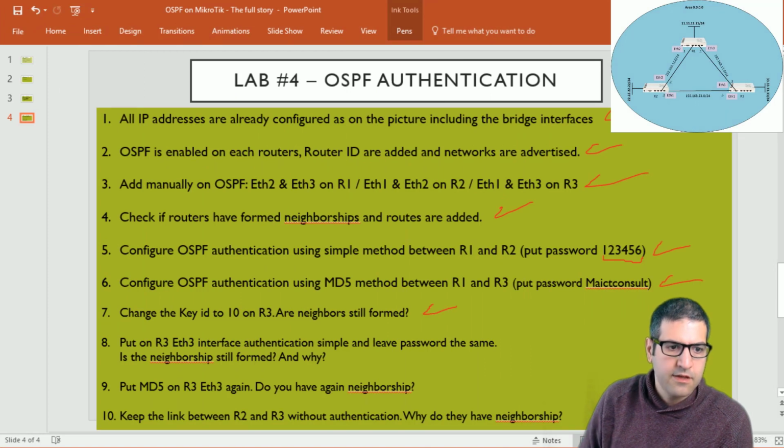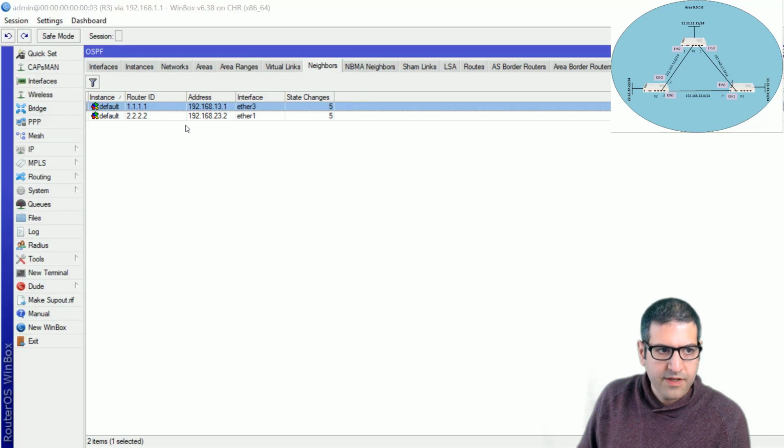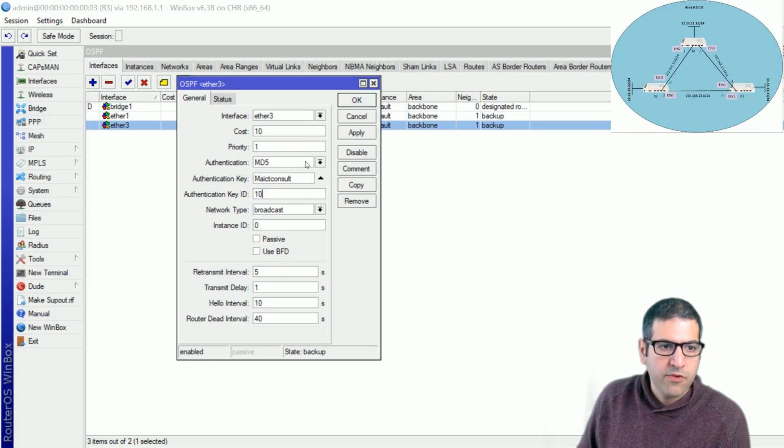Change the key ID. Are neighbors still formed? Yes. Now put the router 3 Ethernet 3 interface authentication to simple. So we have to move it from MD5 and put it simple, but we need to leave the same password. We keep MikroTik consult as the password, but we only change the authentication from MD5 to simple, and then see if the neighborship is formed. Let's do that. I will go to router 3, to Ethernet 3. The authentication key ID, we don't want to touch it. Here they said change the authentication and make it simple.